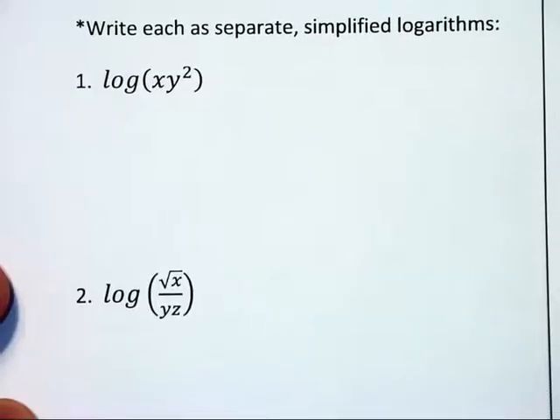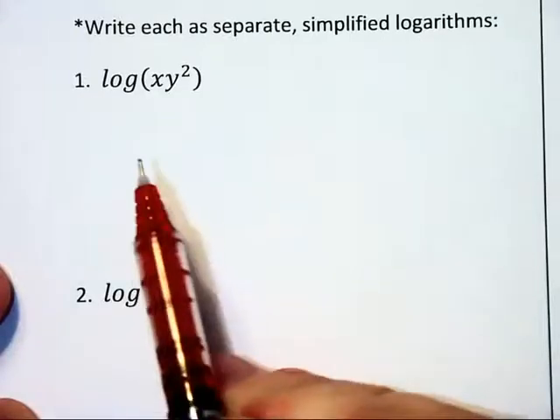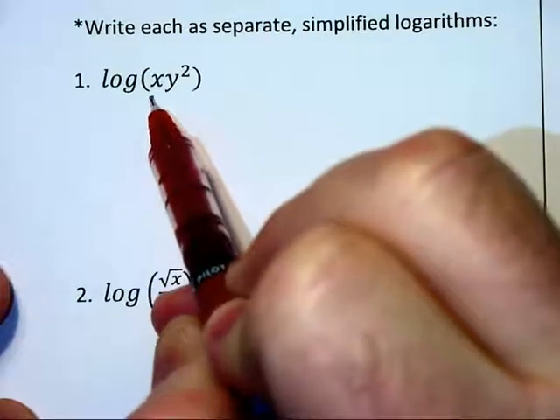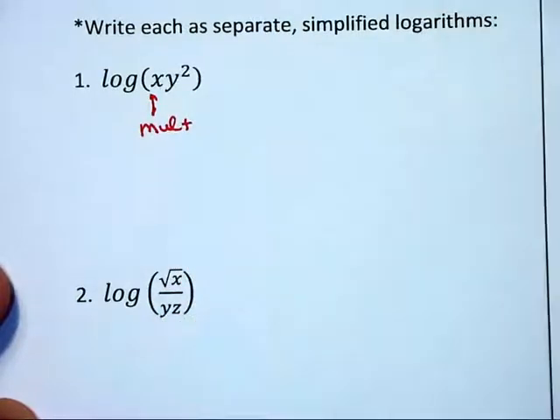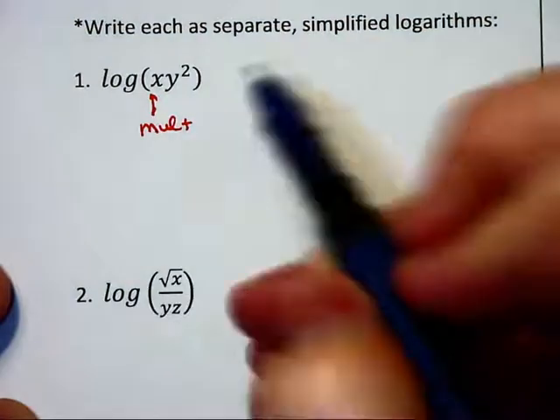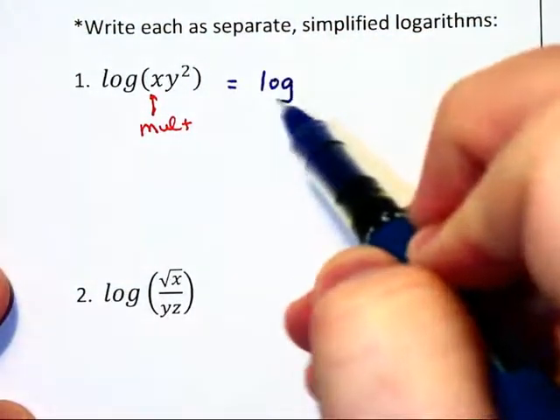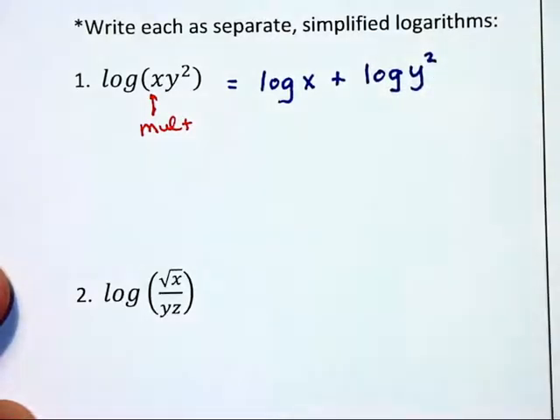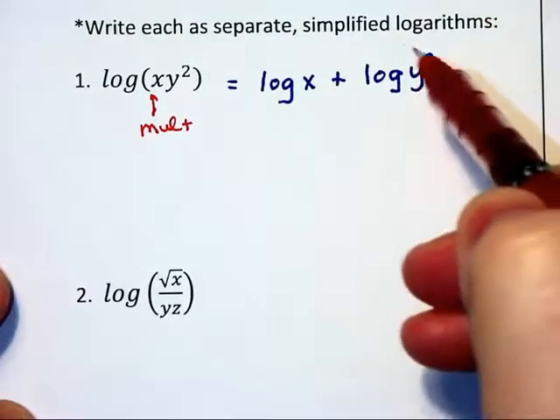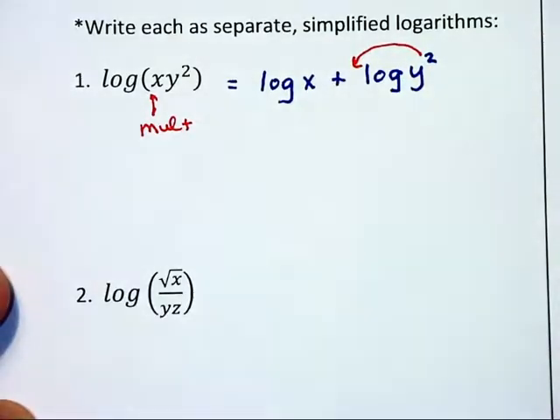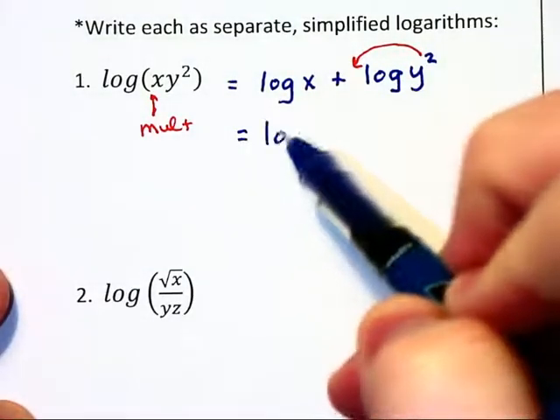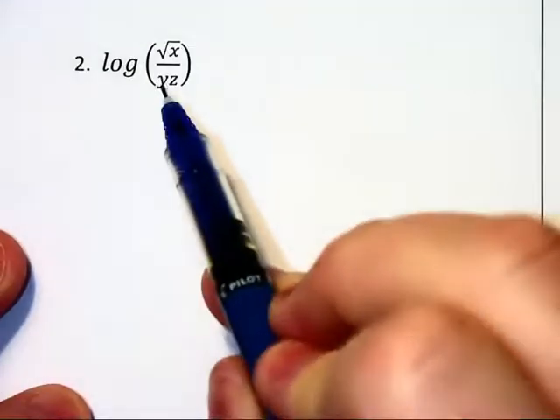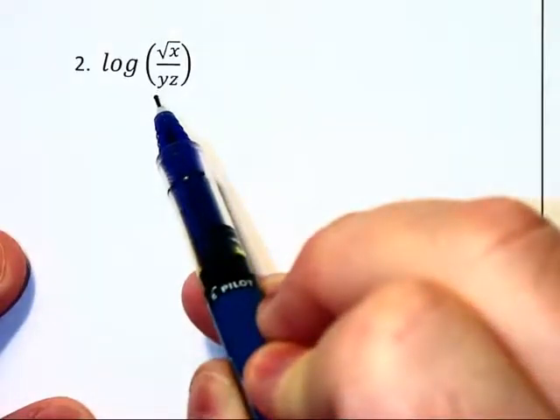Now let's use properties of exponents to write these as separate simplified logarithms. Inside this argument, we have both multiplication and a power. Let's split the multiplication into addition. This tells us we'll have log of x plus log of y squared. Now, that's not quite simplified. I can bring that power out front using property number 3, and this will simplify to log of x plus 2 log of y.